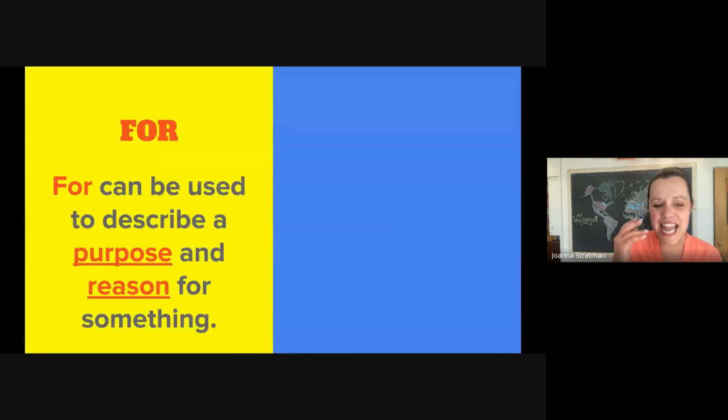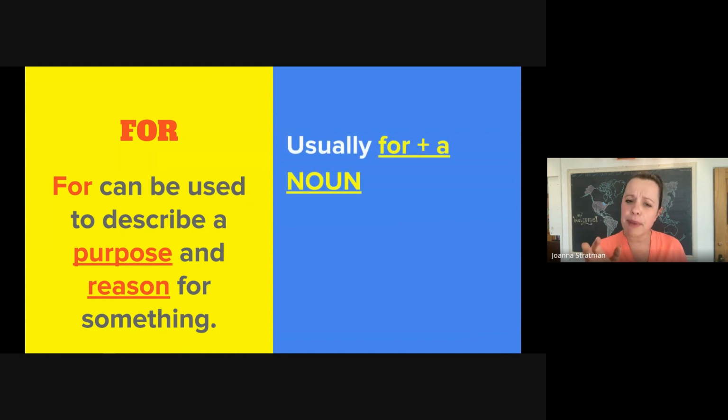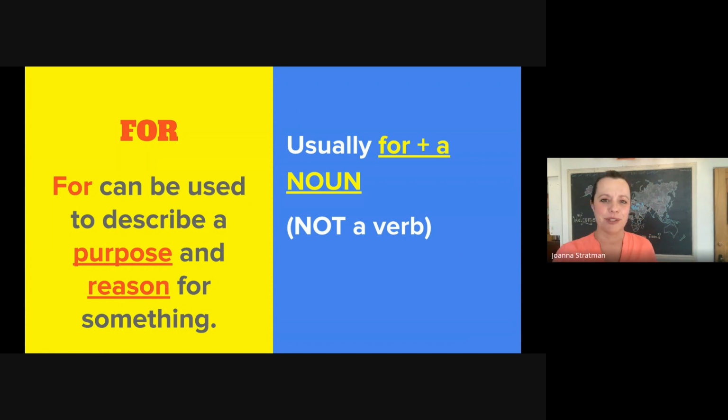Okay, my friends, next we are going to discuss using for to describe the purpose or a reason for something. And typically, when we use this structure, we will use for plus a noun. We will not use a verb after for in this context. Let me give you some examples.